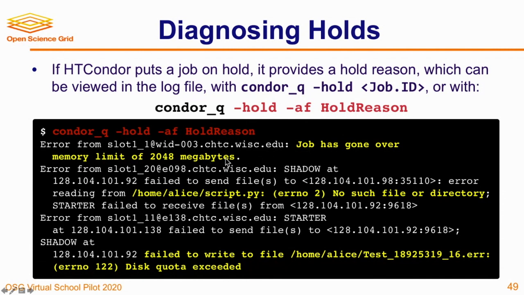In this case, here are some common examples of hold reasons. The job has gone over the memory limit of 2 gigabytes in this case, or 2,000 megabytes. Or you told Condor to transfer this Python script as part of your job, but it didn't exist there. So maybe you have the file path wrong or the name of the file wrong in the submit file. Or it's trying to transfer an error file back, some of your output back to the submit server, but your quota on the submit node has been exceeded because you were only given so much space by the administrator.